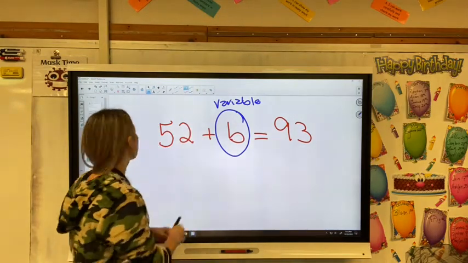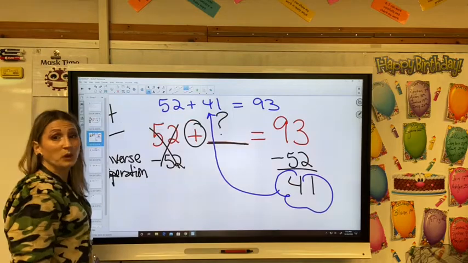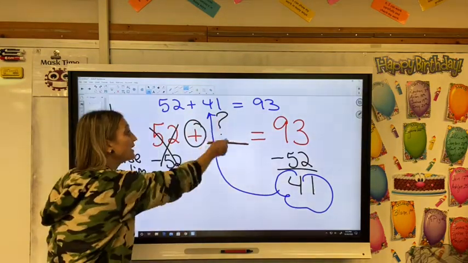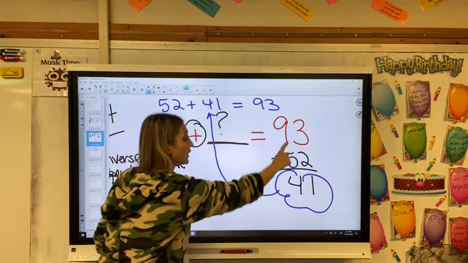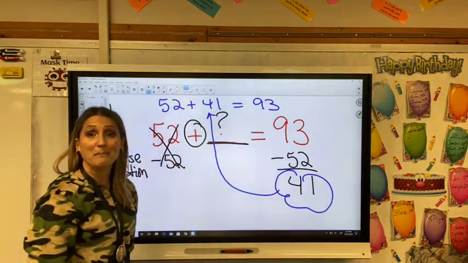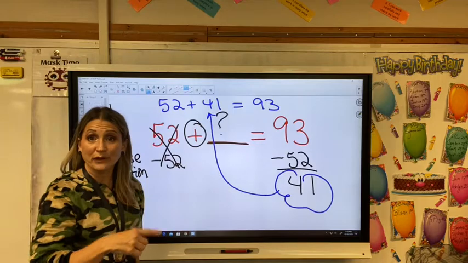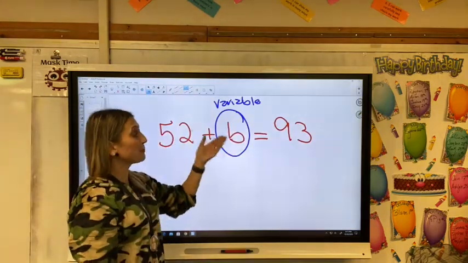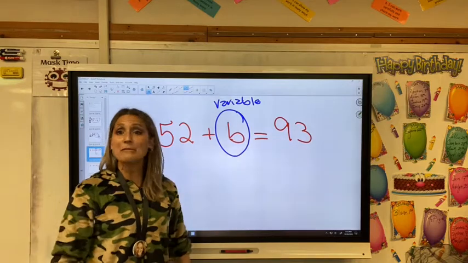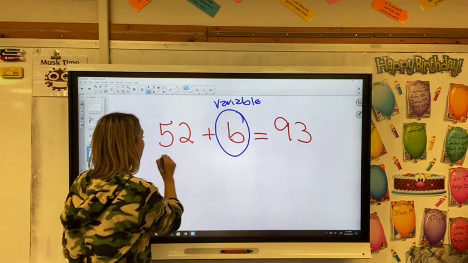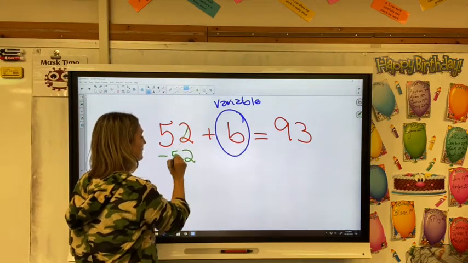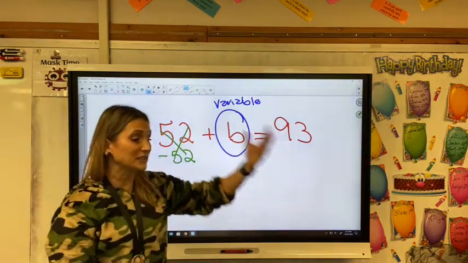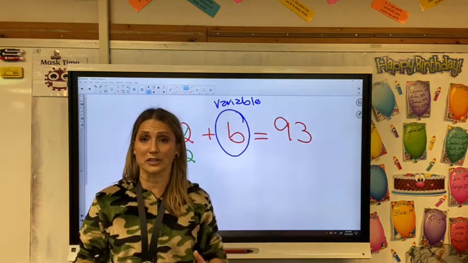You can look at this problem just like you did this one, which you learned back in 2nd and 3rd grade. If a number's missing, can I figure out what's missing by using different math, which means use inverse, the opposite. So in this case, I've got 52 plus B equals 93. I'm going to do the same thing. I'm going to minus 52 because now that leaves me with nothing. I spend $52, I've got no dollars left.